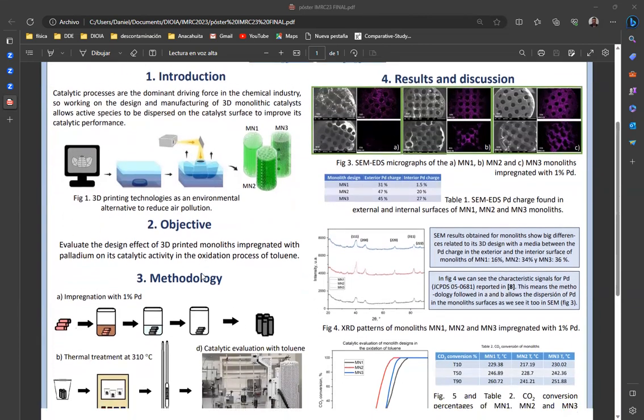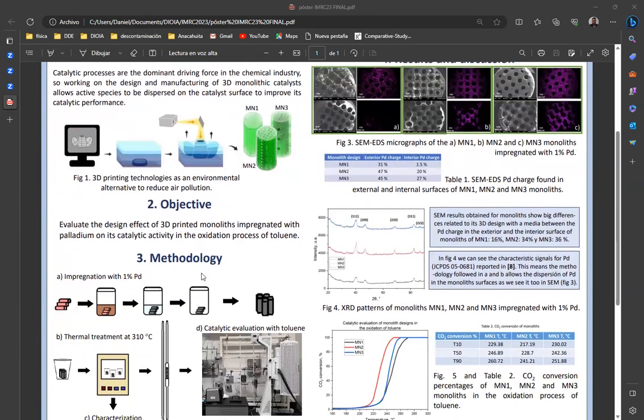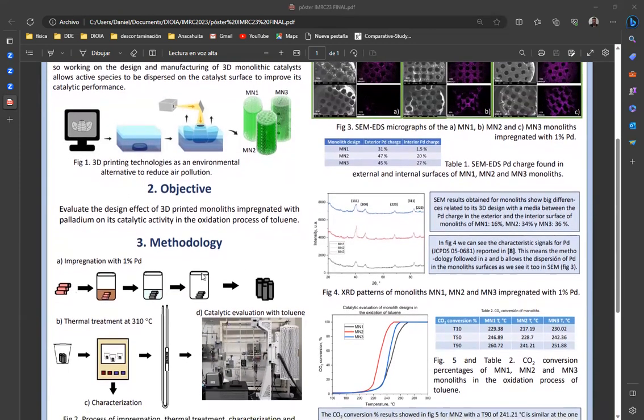The objective of this study is to evaluate the design effect of 3D printed monoliths impregnated with palladium on their catalytic activity in the oxidation process of toluene. The methodology we followed starts with the 3D printing of three different monolith designs named MN1, MN2, and MN3. Figure 1 shows their designs here.